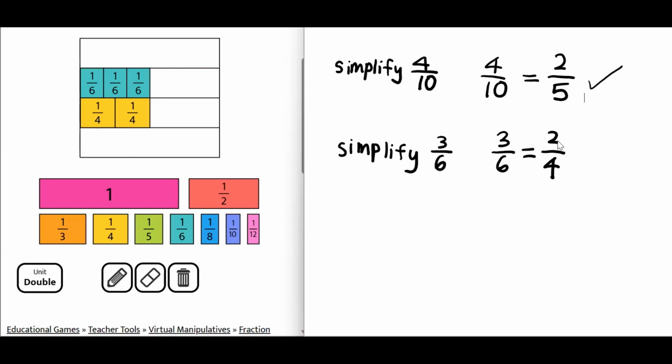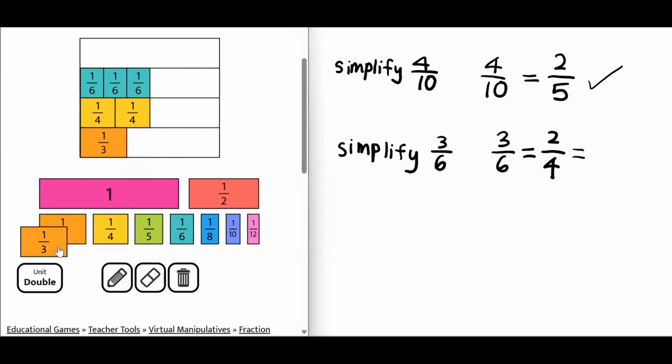Okay, now let's check for 2/4. Can 2 and 4 divide by the same number to get even smaller numbers for my numerator and denominator? Actually, I can. So let's try to use our manipulatives to find the simplest form. So I need even fewer pieces. Okay, now I have 2 pieces, so I need 1 piece. Okay, let's try. Does 1/3 work? No, it doesn't work, right? It's not the same length.